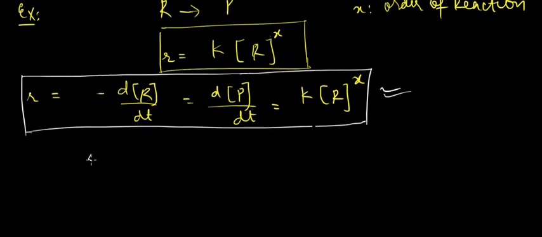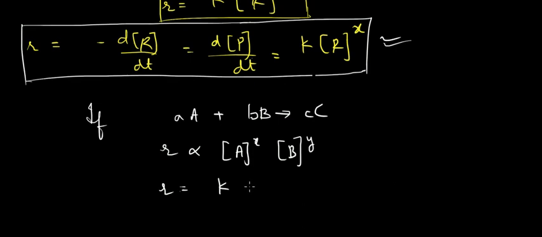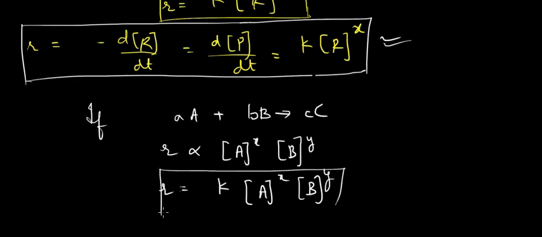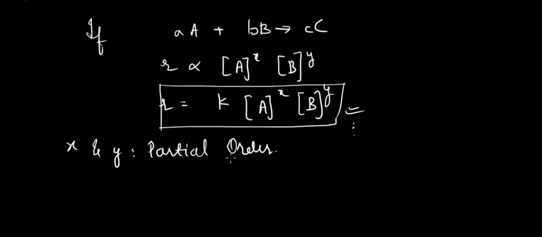If we have some reaction like a moles of A plus b moles of B gives c moles of C, then the rate would be proportional to A to the power X and B to the power Y. Hence we can write that R equals rate constant multiplied by A to the power X and B to the power Y. X and Y will now be called partial orders. And the overall order, let me represent it with n, is the total order, which can be written as X plus Y.